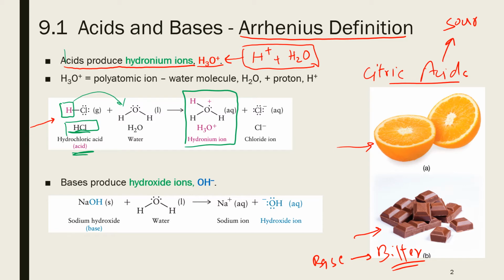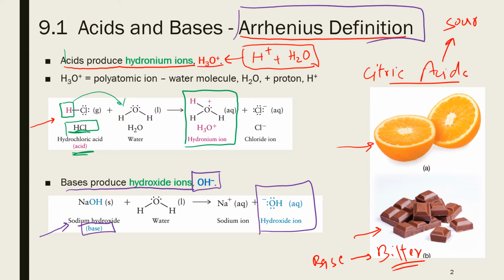it gives hydronium ion. On the other hand, Arrhenius defined that bases are those substances which produce hydroxide ion in water. So for example, sodium hydroxide, when mixed with water, gives rise to hydroxide ion. Therefore, sodium hydroxide is a base. So these are the definitions of acids and bases given by Arrhenius. That's why these definitions are known as Arrhenius definitions.